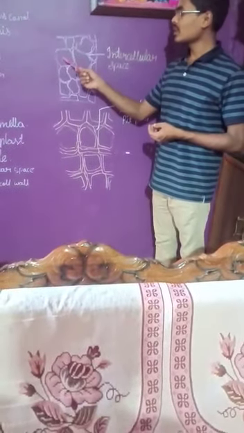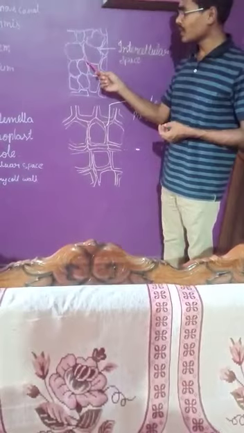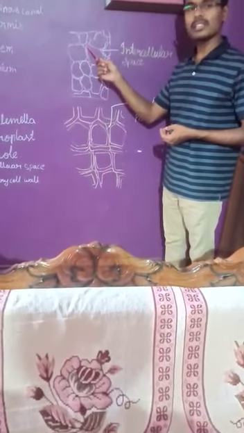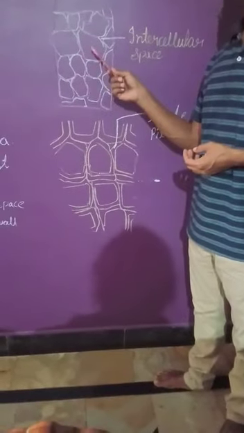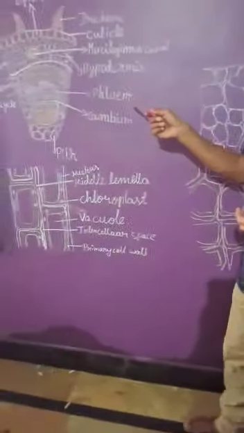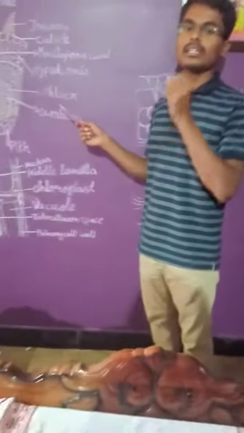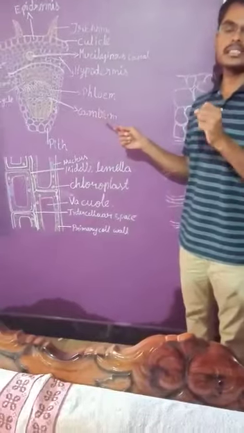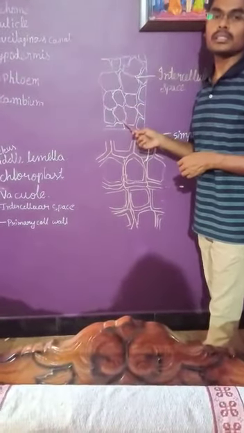Look at this one. Take 2 or 3 adjacent cells. We can see the spaces, intercellular spaces. These are the intercellular spaces. For that reason, we are going to call this one the parenchyma. Nothing but the cells are loosely arranged. We can see a large number of intercellular spaces.